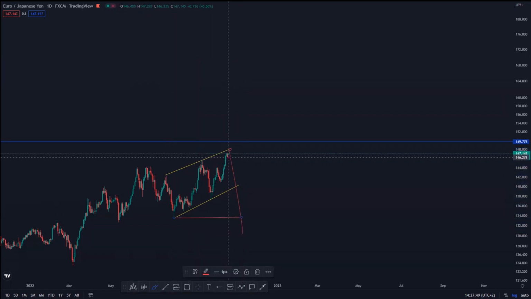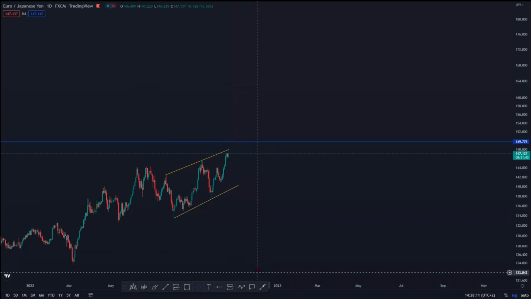Or what might happen is the market might push up and test this high, or maybe break this high and come down with a push and give us a correction and start shooting to the downside. So this is what is the EURJPY for us. So this one, it looks clean.